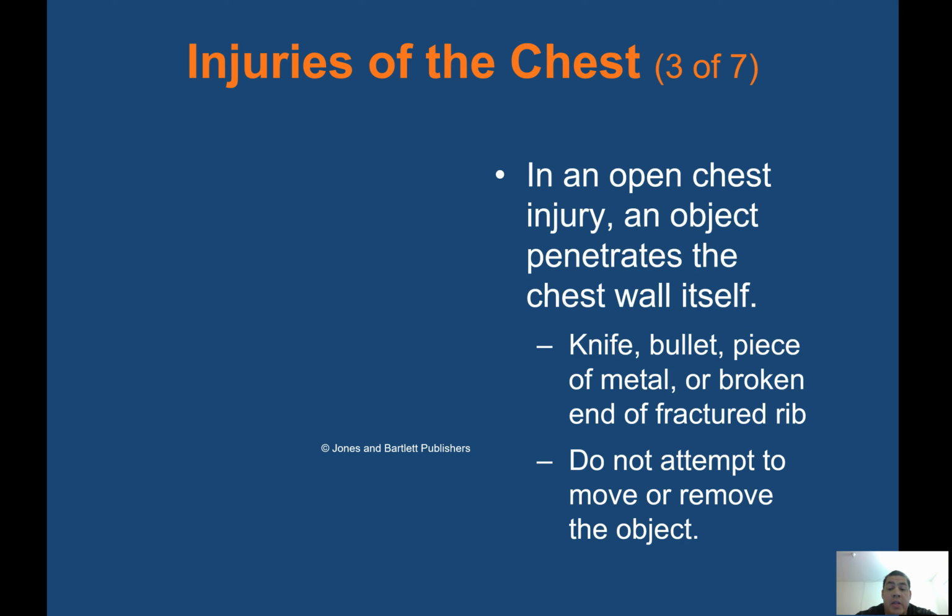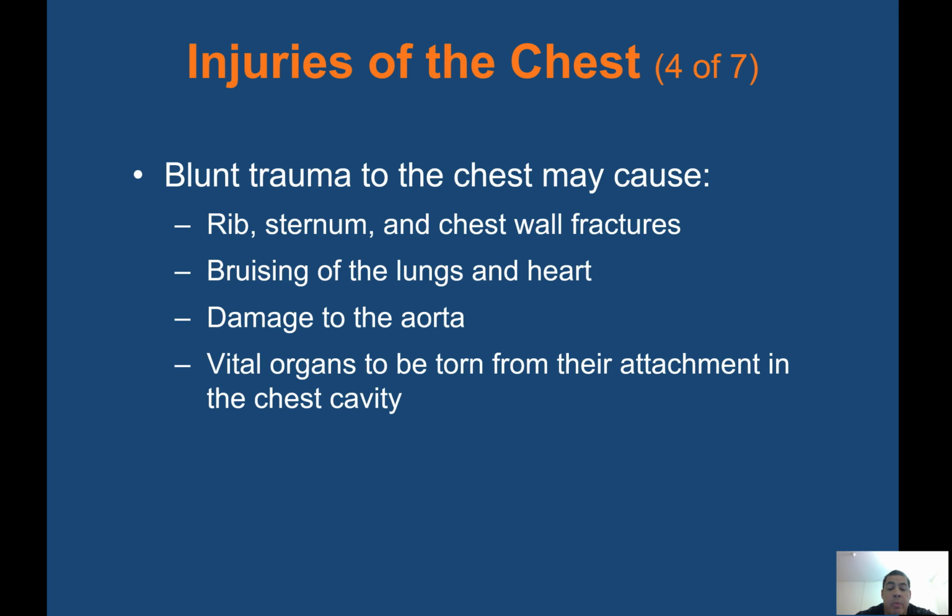In an open chest injury, an object penetrates the chest wall itself: a knife, bullet, piece of metal, or broken end of a fractured rib. Do not attempt to move or remove the object. Blunt trauma to the chest may cause rib, sternum, and chest wall fractures, bruising of the lungs and heart, damage to the aorta, and vital organs to be torn from their attachment in the chest cavity.